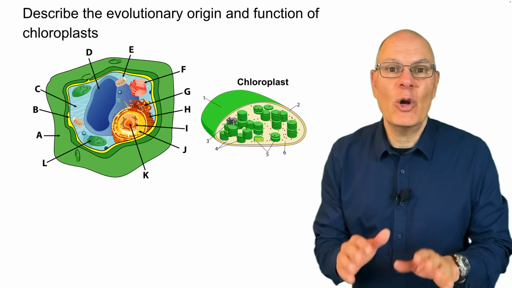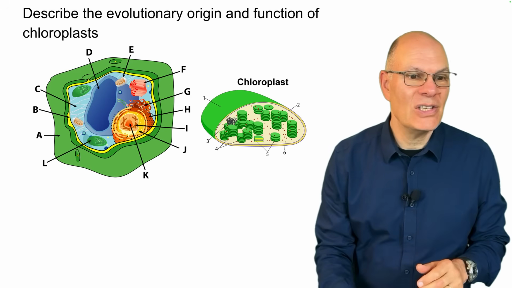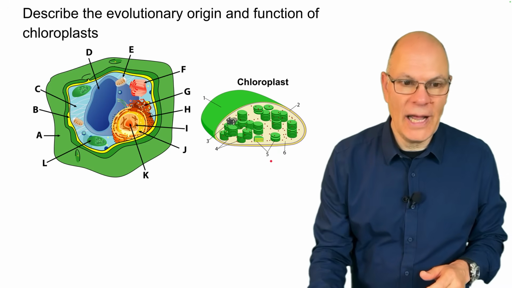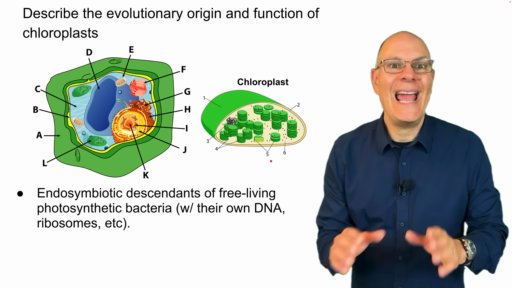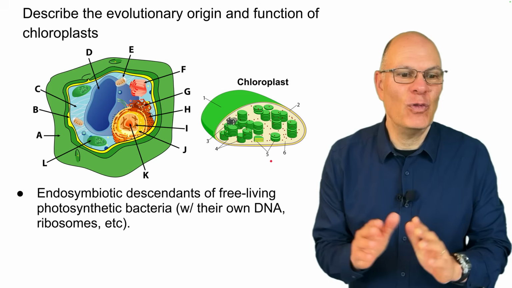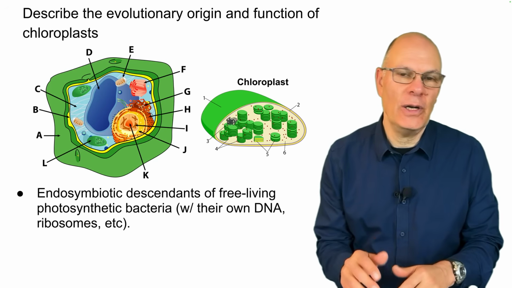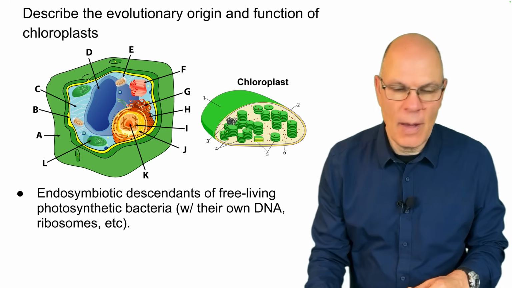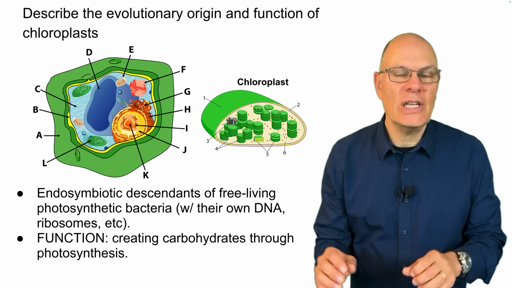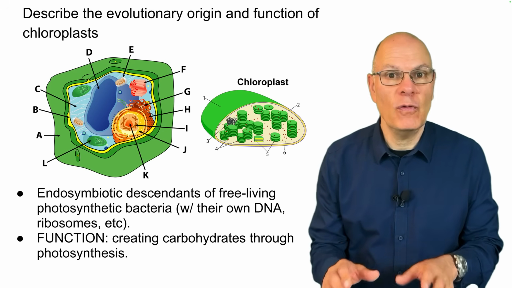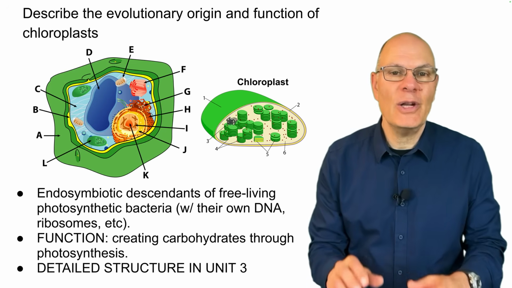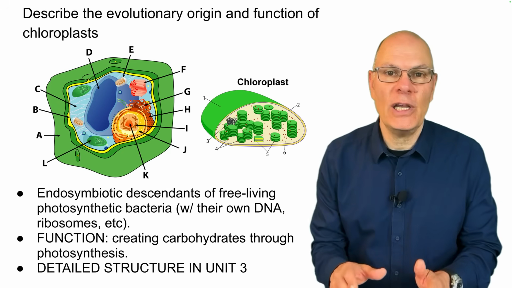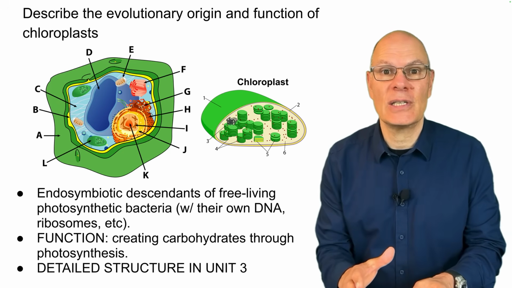Describe the evolutionary origin and function of chloroplasts. Here are chloroplasts over here. Here's a single chloroplast. Chloroplasts are the endosymbiotic descendants of free-living photosynthetic bacteria, and that's why they have their own DNA, their own ribosome. That's why they have 2 membranes. Their function is creating carbohydrates through photosynthesis. We're going to leave their detailed structure and how they work for Unit 3 when we discuss photosynthesis.